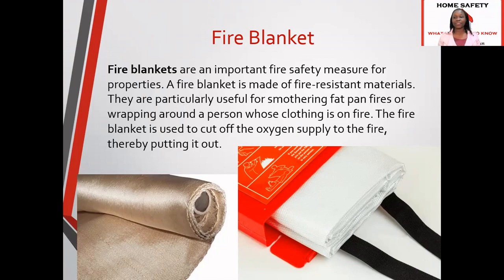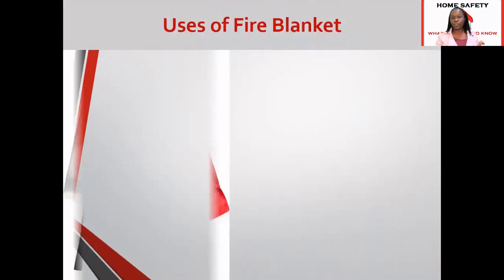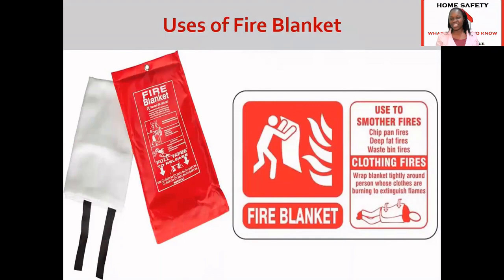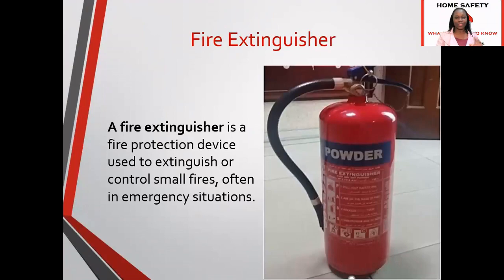So the fire blanket is very, very important. It can also be used for deep fries in the kitchen, as I've explained before, and the waste bins and all that. So it's just used to smother a fire. It is made of fire resistant material, and it is very, very important for us to have it in the home.